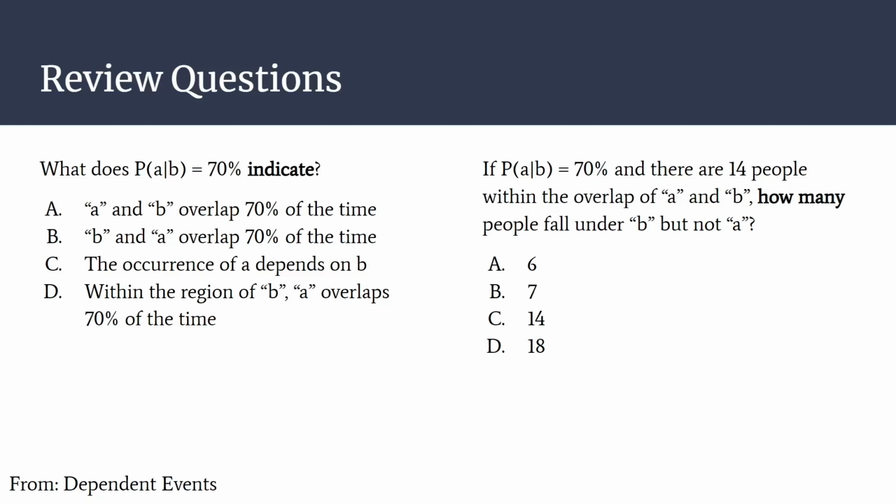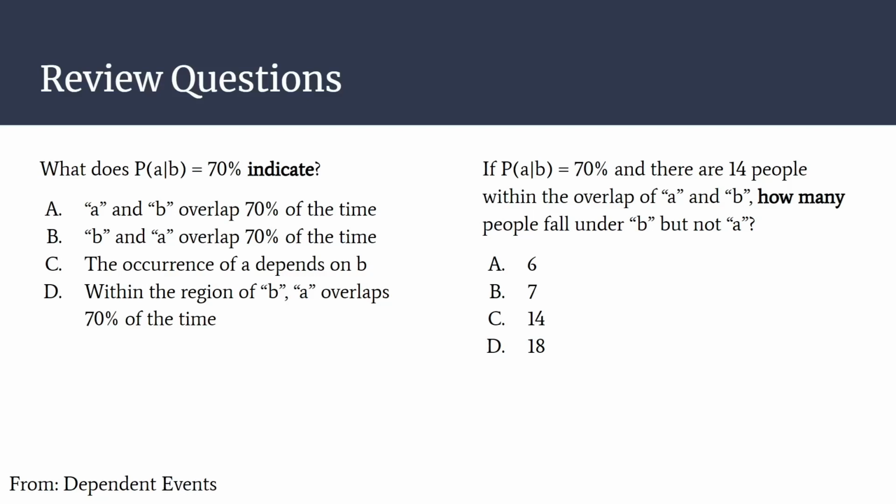The next question asks, if P of A given B equals 70%, and there are 14 people within the overlap of A and B, how many people fall under B but not A? Yep, this one might need a pencil and paper to work out, but I'm sure you got it. Got it? The answer for this one is A.